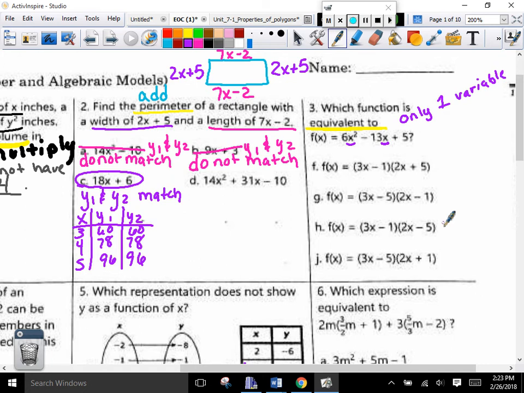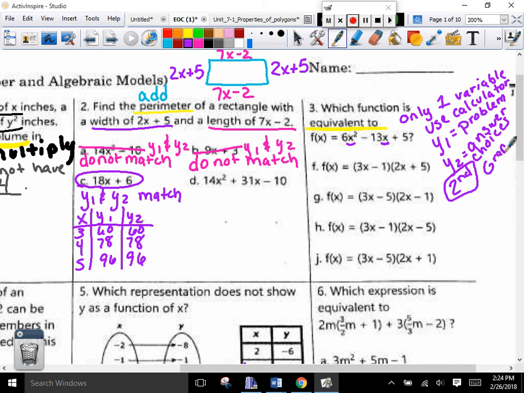Therefore, I am going to use the same method as problem number 2. I am going to use the calculator. Remember, y1 is the problem. y2 are the answer choices. Then we press second button. Then we press the graph button.